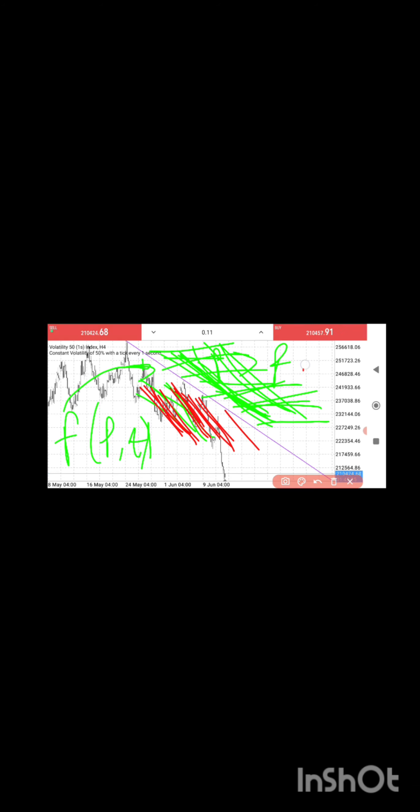This green session is trying to tell you that if price is greater than f, don't sell, because it's trading against the trend line. And what this session is trying to tell you is if price is less than f, then sell.